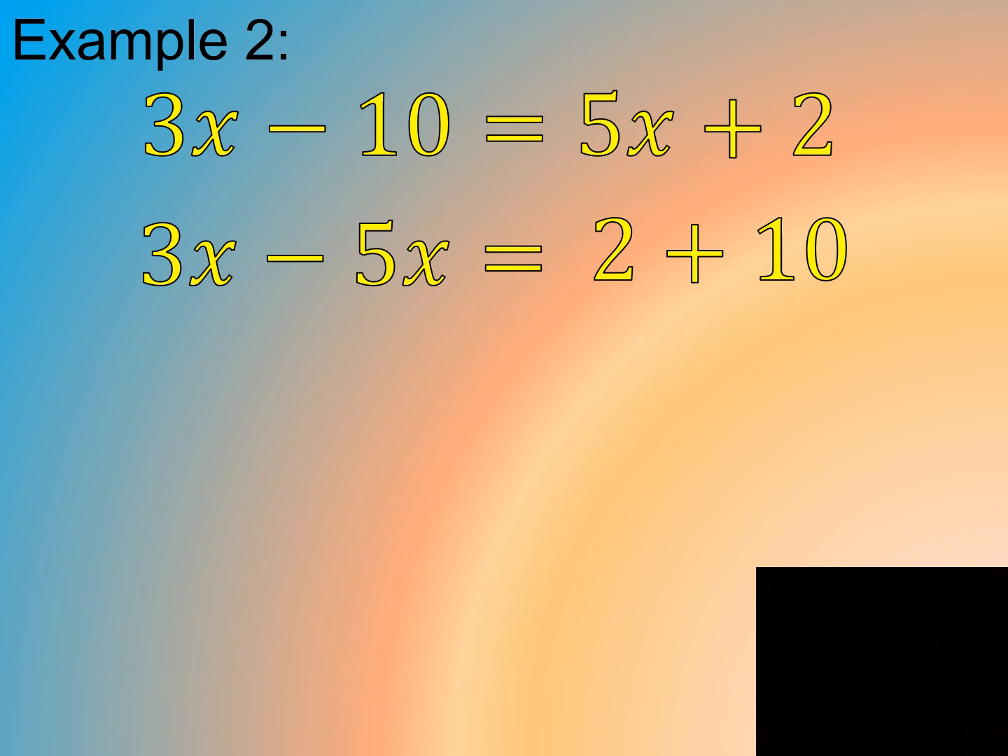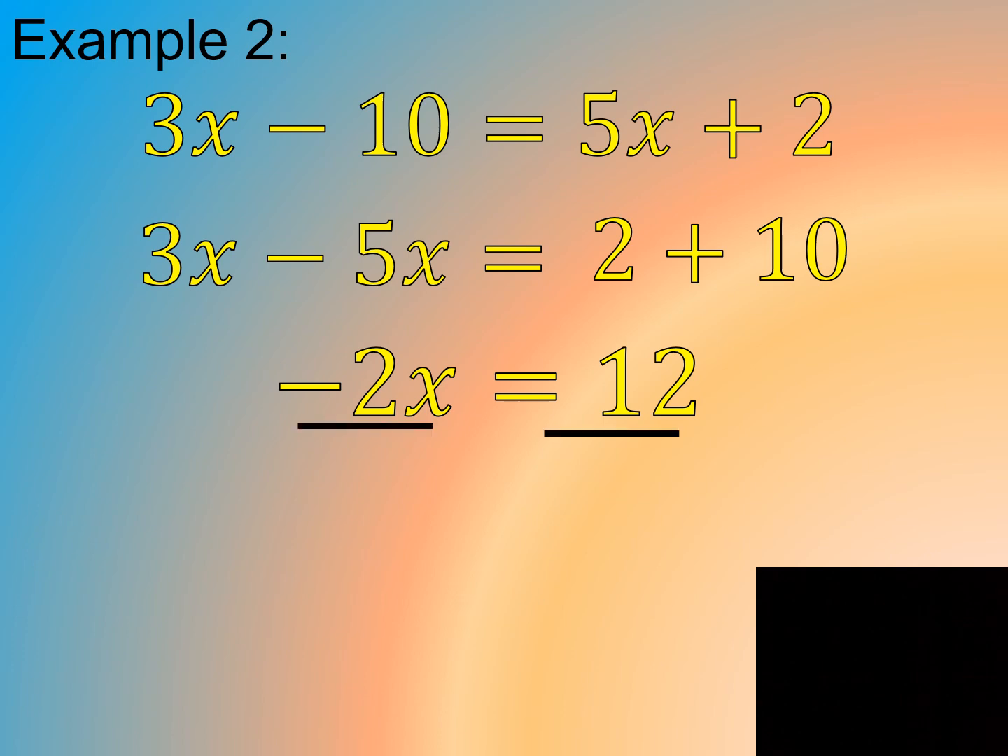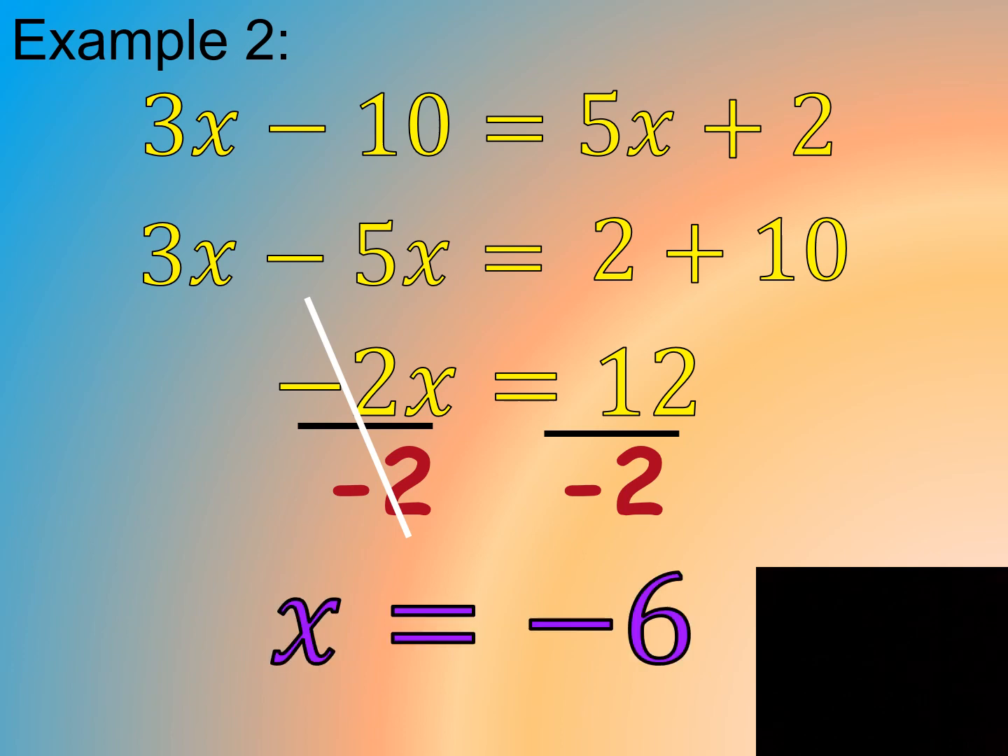We now simplify. 3x minus 5x is equal to negative 2x, and 2 plus 10 is equal to 12. Now we divide both sides of the equation by negative 2. So we cancel negative 2. So x is equal to 12 divided by negative 2, which is negative 6. On the second example, the value of x is negative 6.